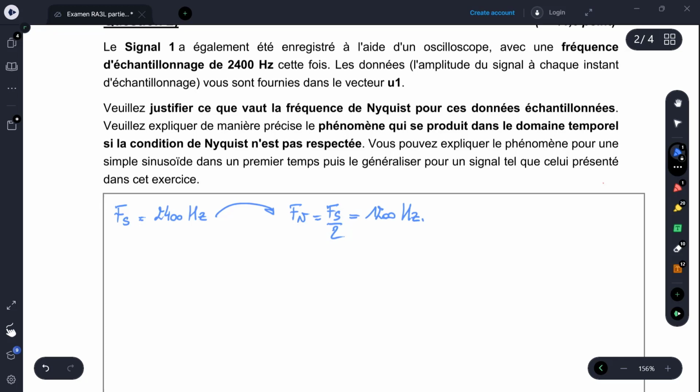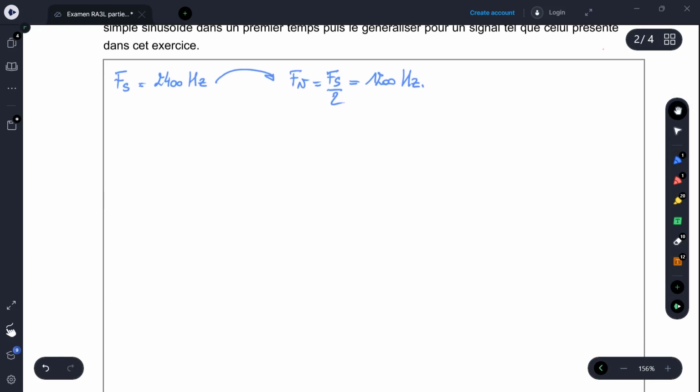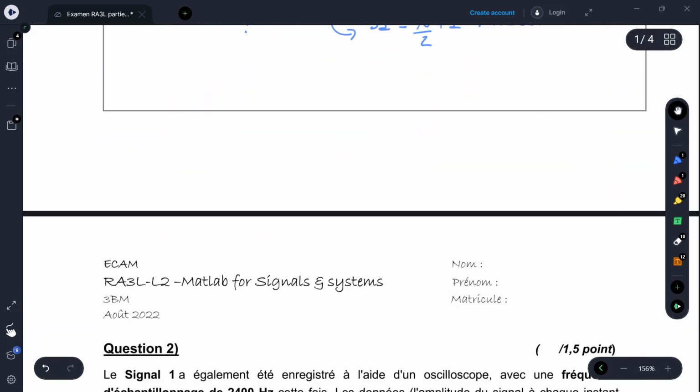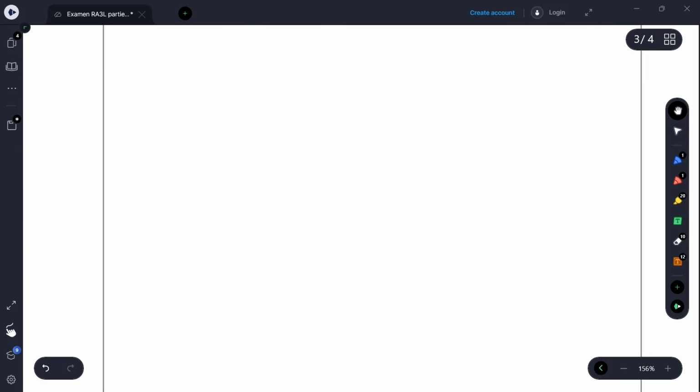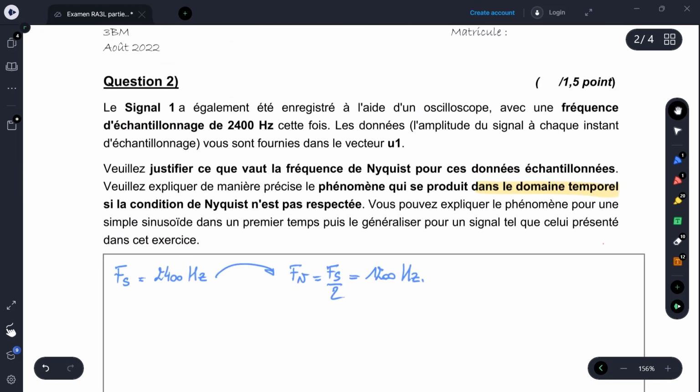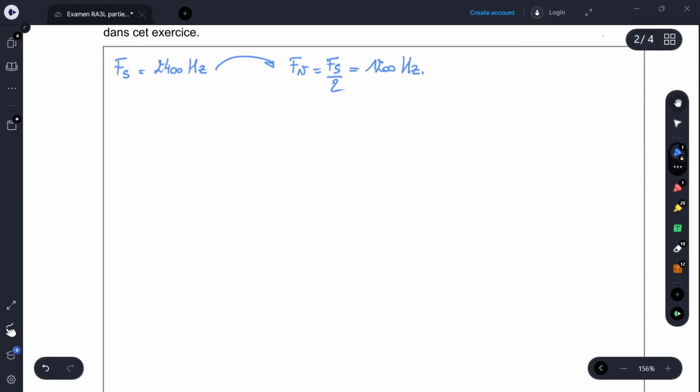Et puis, on nous demande d'expliquer le phénomène qui se produit, attention, dans le domaine temporel, si la condition de Nyquist n'est pas respectée. Et on nous dit, tiens, ça serait intéressant d'expliquer ce phénomène pour une simple sinusoïde dans un premier temps, et puis de pouvoir généraliser l'explication en fonction du signal qu'on a à disposition. Et le signal qu'on a à disposition, il est dans l'énoncé Matlab, mais vous pouvez aussi le voir ici. Vous voyez, on a deux signaux qui contiennent plusieurs composantes sinusoïdales, d'où le fait qu'il faudra généraliser l'explication.